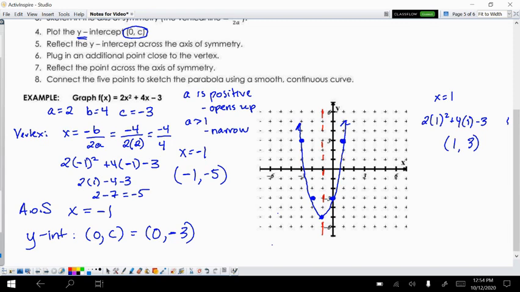So in your notes, make note of the opposite of b over 2a, which is how we find the vertex, and that the y-intercept is (0, c).